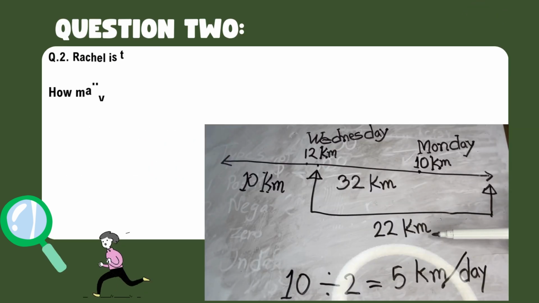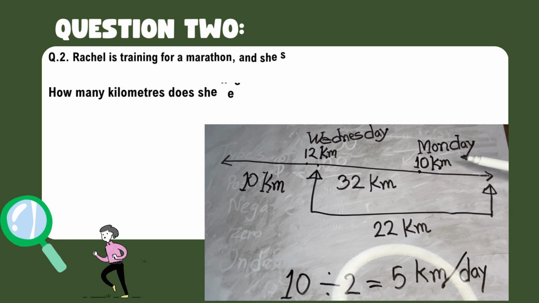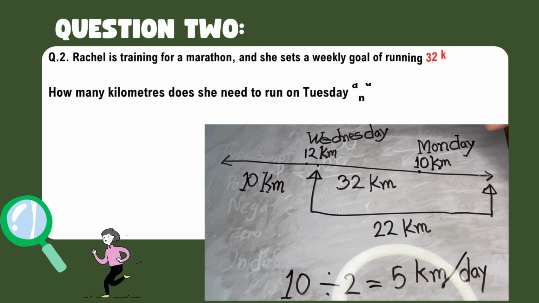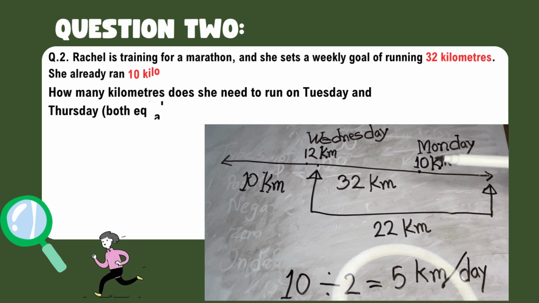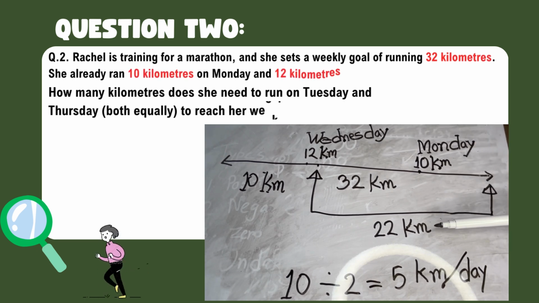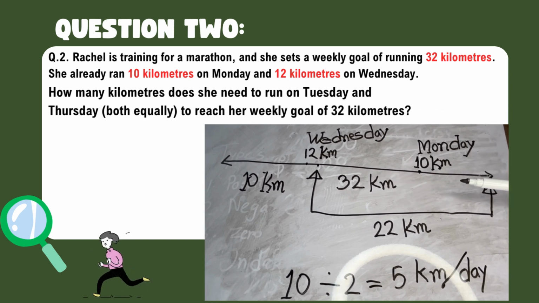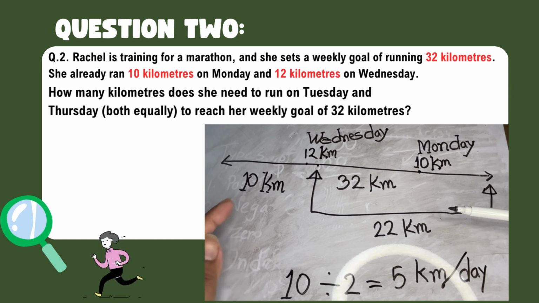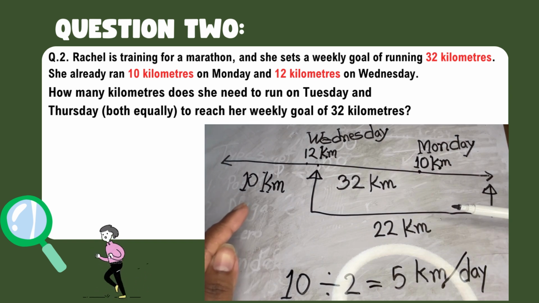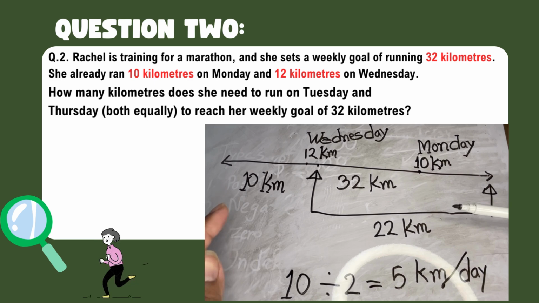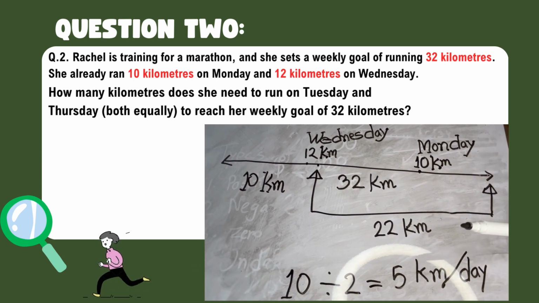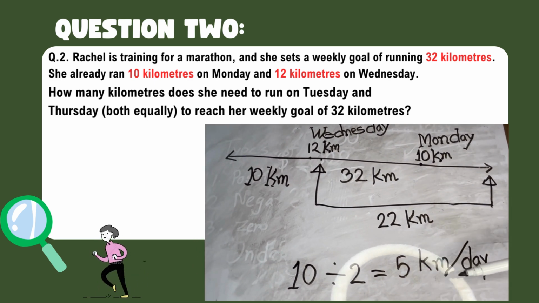So 10 kilometers on Monday and 12 kilometers on Wednesday. If we add together, 22 kilometers is the total distance run. Her weekly goal is 32 kilometers. If I subtract, we get 10 kilometers that she needs to cover. If we divide by 2, it will be 5 kilometers per day. So then she can run 5 kilometers on Tuesday and Thursday.